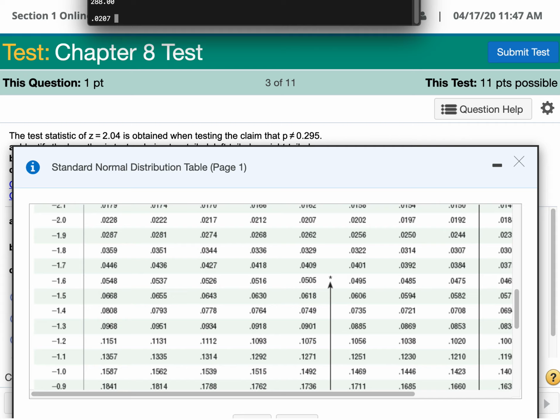The nice thing about two-tailed tests is that the area beyond the test statistic on the right and the area beyond the test statistic on the left are both exactly the same. So you can simply take the area on the left multiplied by 2, and then you'll get the total p-value. So the total p-value is 0.0414.